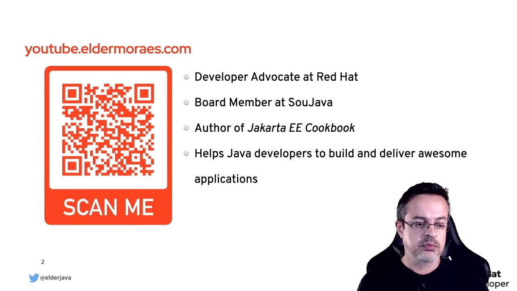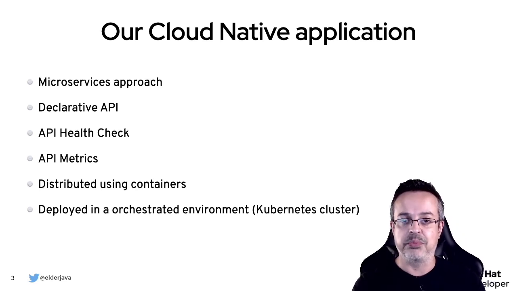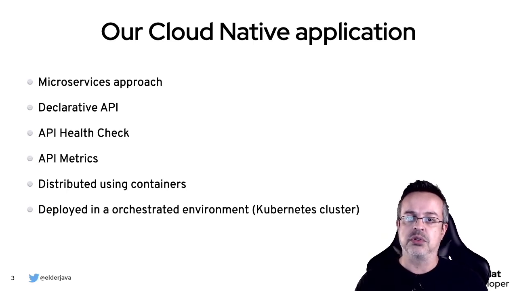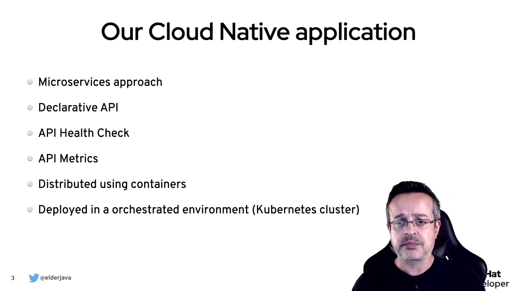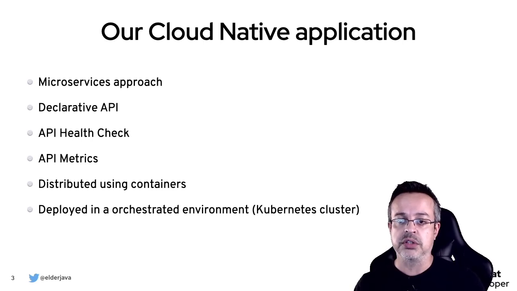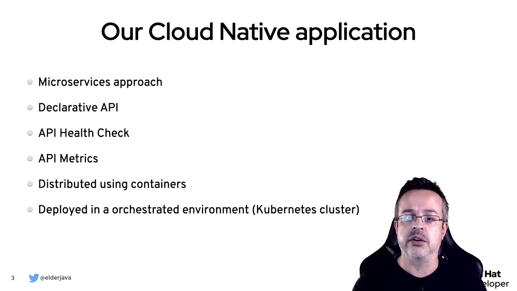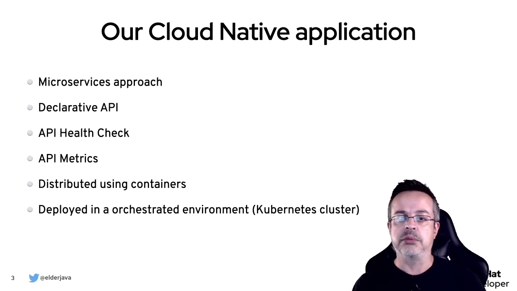Okay, so today our cloud native application that I'm going to develop for you will use some cloud native approaches. I will use a microservice approach, I will build declarative APIs, and I will use some APIs for this environment like health check and metrics. I will distribute it using containers, and I will deploy my application in an orchestrated environment, using a Kubernetes cluster.